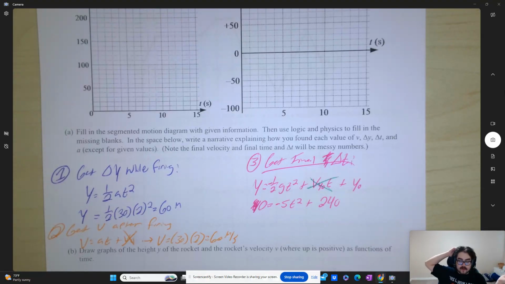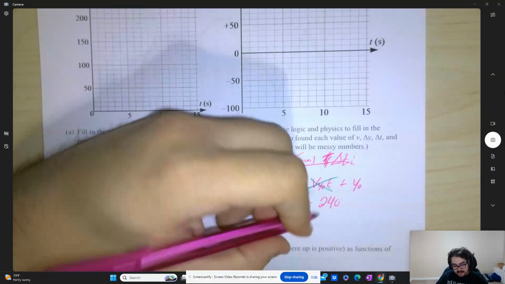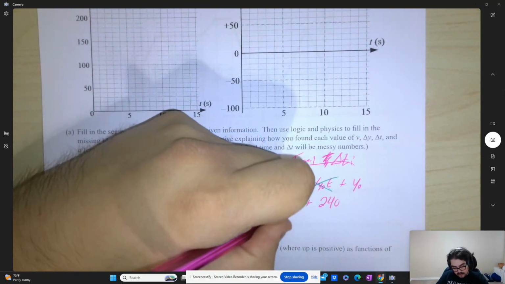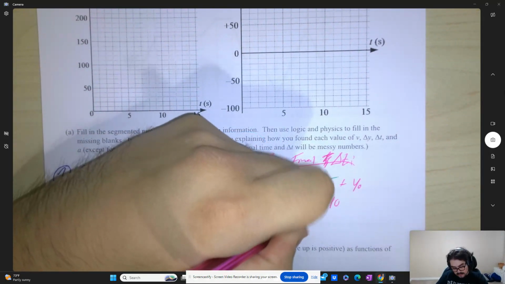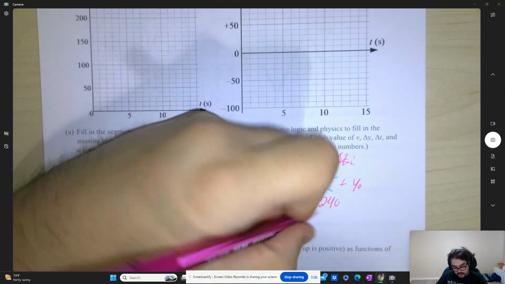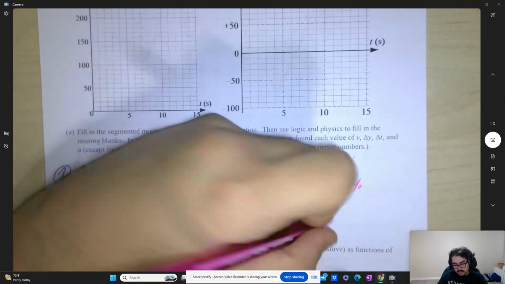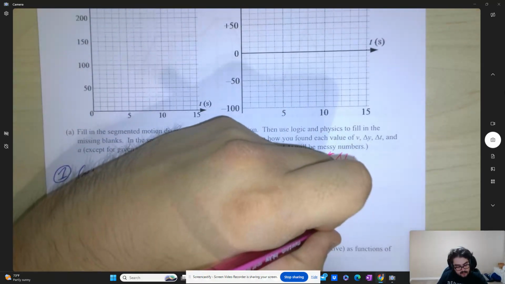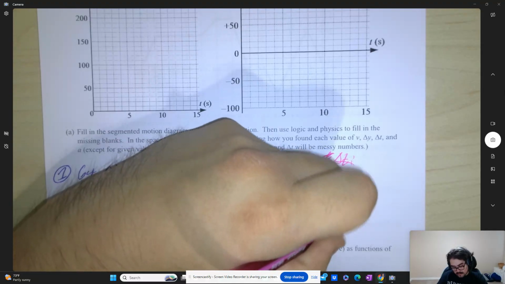You would figure that part out. You would solve for t, which is pretty easy. You add 5t squared to both sides, divide by 5, and then square root the whole thing, and you should end up getting that t squared will be equal to 48, which means that if you take the square root of that, you would just get t equals root 48, which I'm fine with.